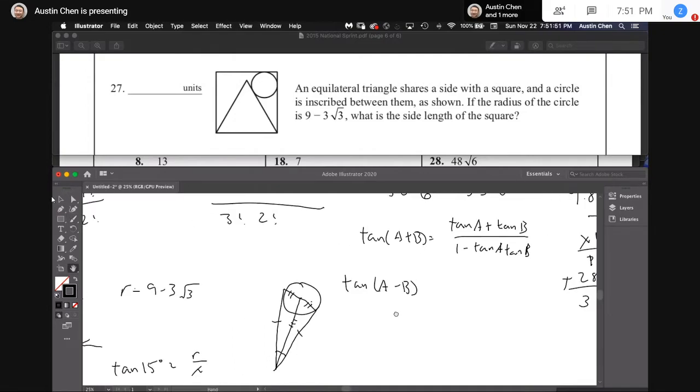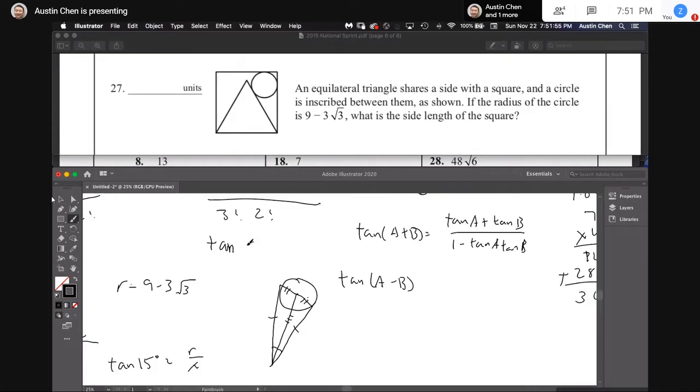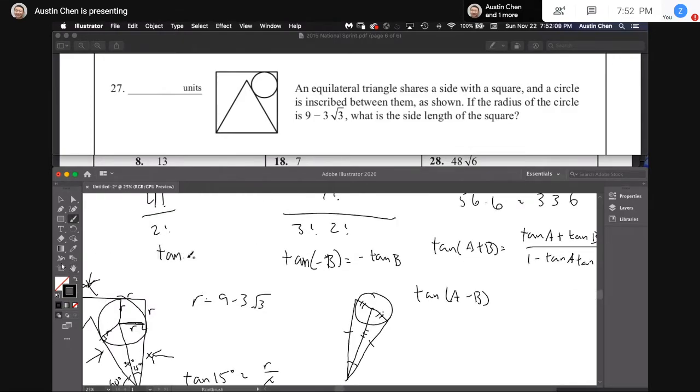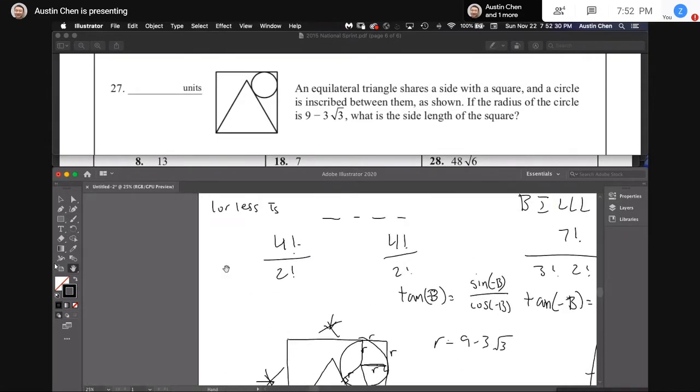And if you have tangent of a minus b, then if you have tangent of negative b, this will equal the negative tangent of b, right? Because tangent of negative b will just be equal to sine of negative b over cosine of negative b, right? And if you have cosine of a negative angle, it's not going to change anything, right? Because you can think of it on the unit circle.